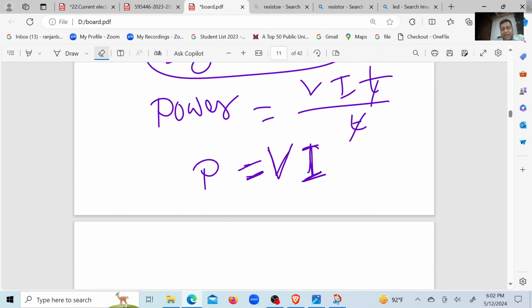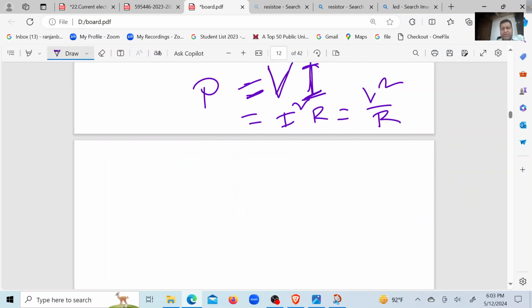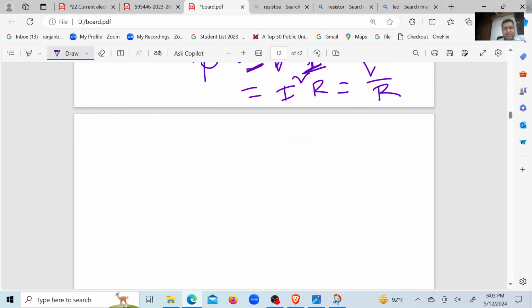So P means VI. Okay, you can change this formula using V equals IR. If you mix it, it would be I square R or V square by R, but most of the time we use VI. It is your choice, depends on the data given there.